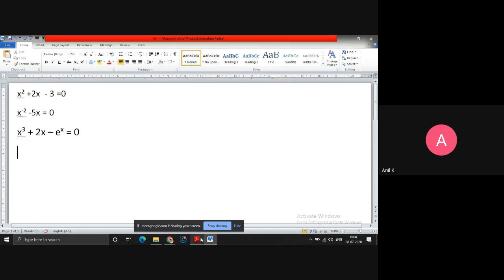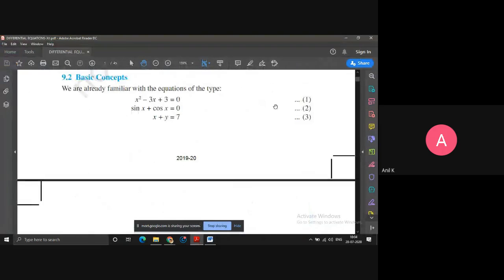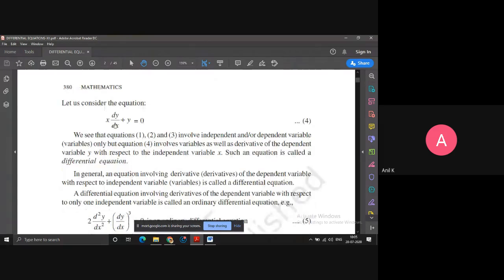A differential equation, let me show you the definition. Here they are given equation number 1 as x squared minus 3x plus 3 equals 0. This is an equation. This is also sin x plus cos x, a trigonometric equation, which involves only trigonometric functions. And x plus y equals 7 is a linear equation in two variables. Now similarly, if you have x dy by dx plus y, this term involves x and y terms including dy by dx. So I can say equation number 4 involves variables as well as the derivative of the dependent variable y.